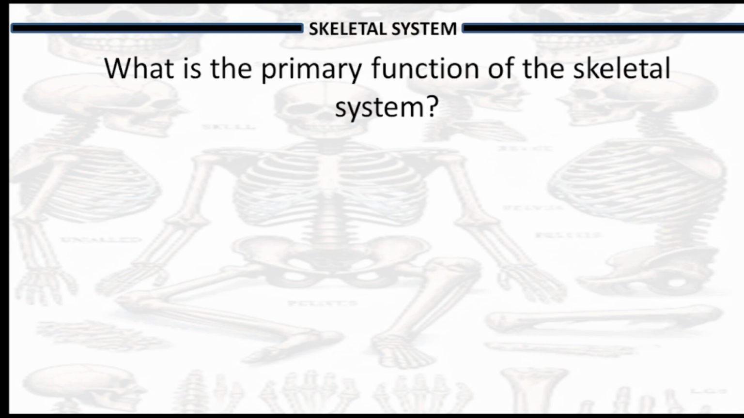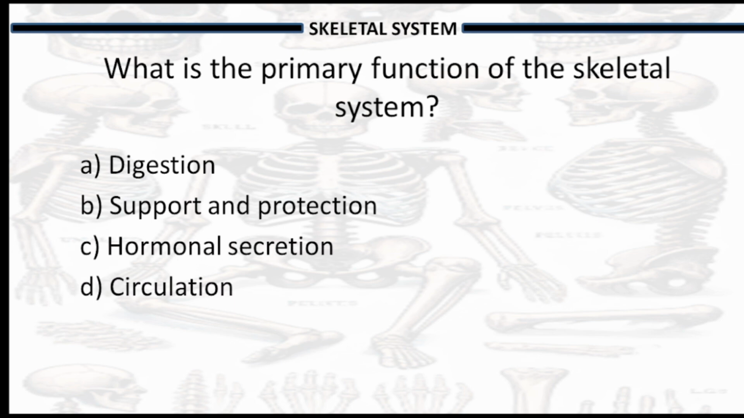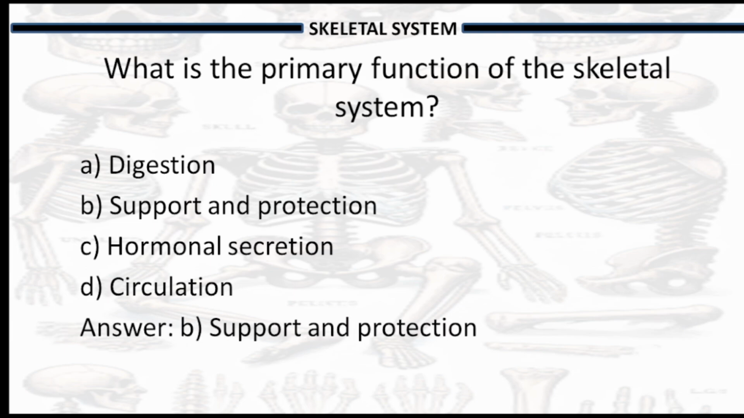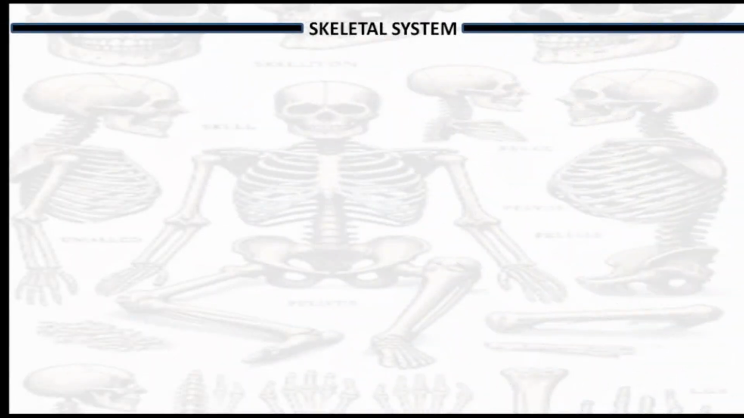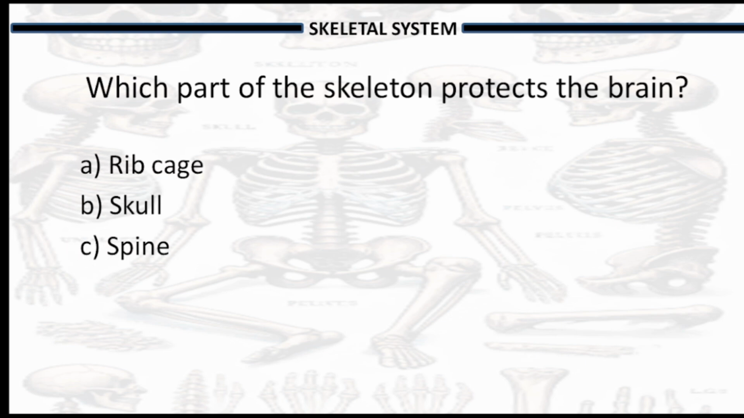What is the primary function of the skeleton system? The primary function of the human skeleton system is support and protection. Which part of the skeleton protects the brain? The skeleton part which protects the brain is skull.